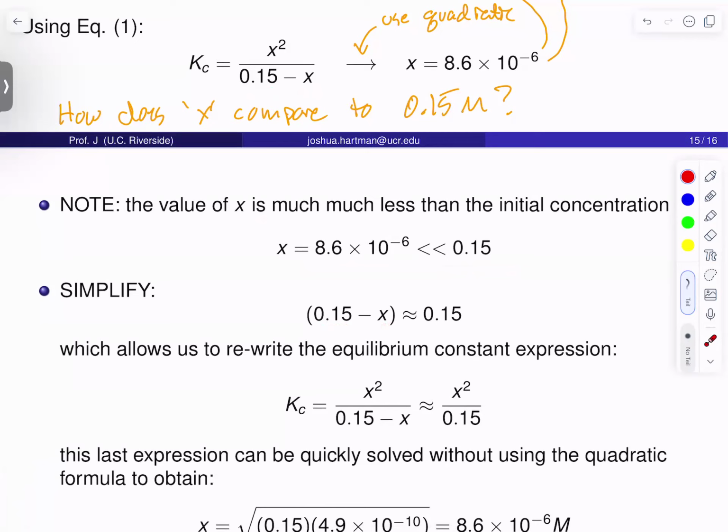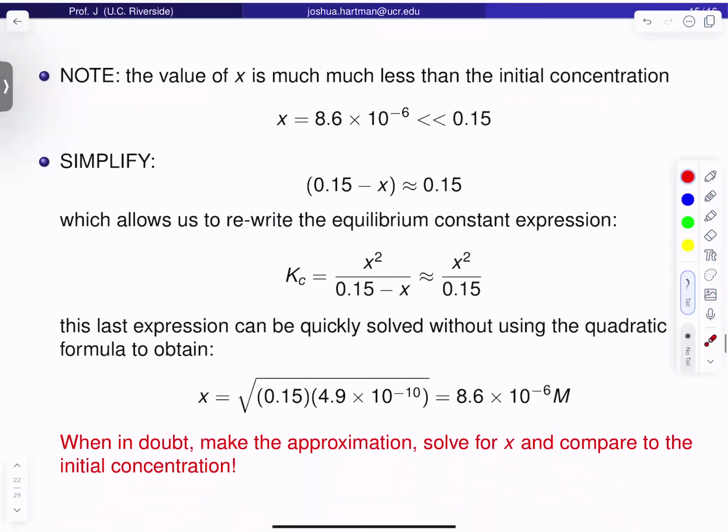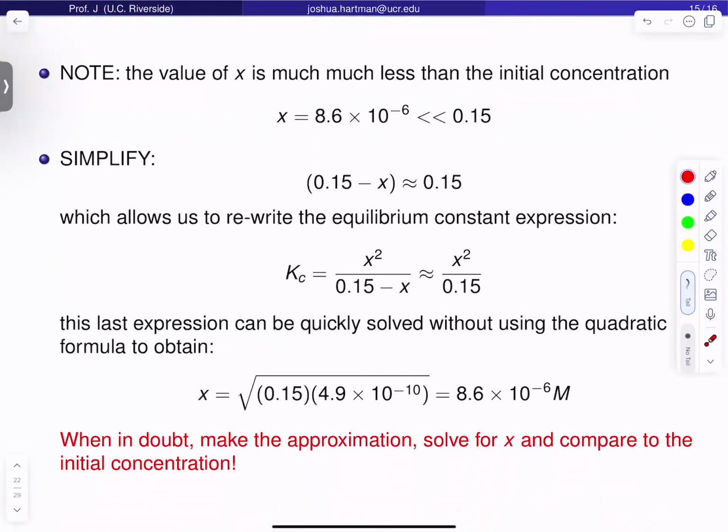That allows us to rewrite the equilibrium constant expression, where we now just have Kc equals x squared divided by 0.15, because the minus x term is negligibly small. And of course, this allows for a direct solution by just solving for x, taking the square root, and we arrive at the exact same answer.